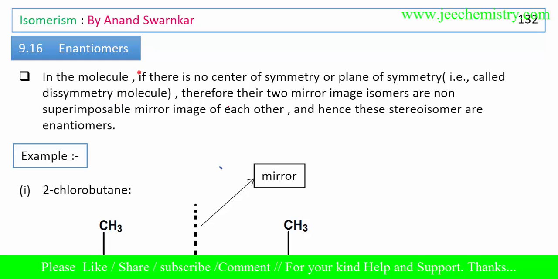Enantiomer is one of the important topics of isomerism. First of all, we will learn the definition. Then after, I will go to the examples of enantiomers.